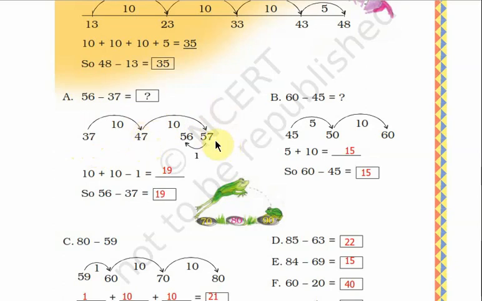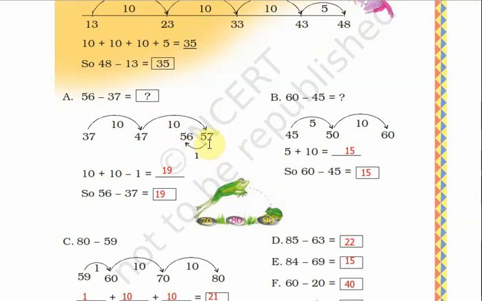reach 57. In the question, what is the minuend? Minuend is 56. We have to find the difference of 56 minus 37. First, with a 10 jump we reached 47, then 47 plus 10 we reached 57, but actually we have to reach 56. Then 56, where is 56?